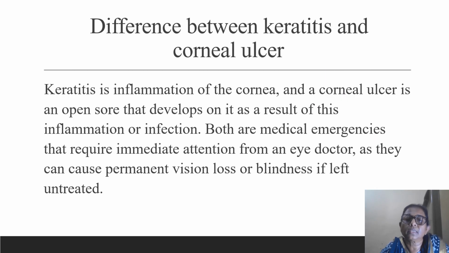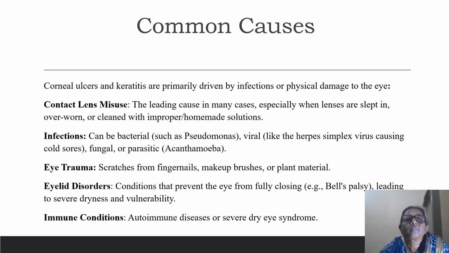So keratitis is the inflammation of the cornea, but corneal ulcer is an open sore that develops as a result of this inflammation or infection. So there is a difference between keratitis and corneal ulcer. Both are medical emergencies that require medical attention. Otherwise, it can lead to blindness or vision loss.